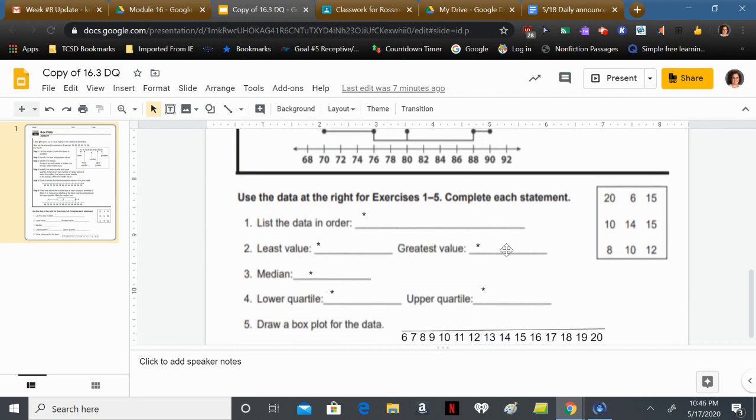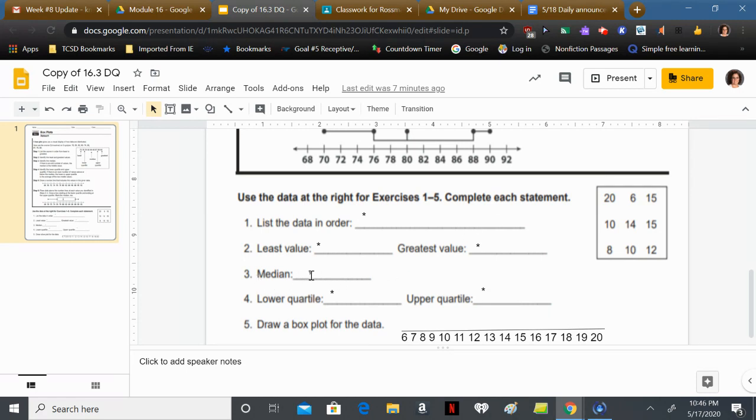Using the data at the right for numbers 1 through 5, complete each statement. Here are your values. So the first question, number 1, list the data in order. So you're going to put these numbers in order from smallest to biggest. You're going to identify what the least or the smallest value is. Type that in here. You're going to identify what the biggest or the greatest value is. You're going to type that in here. And don't forget to type your numbers in order from smallest to greatest for number 1.